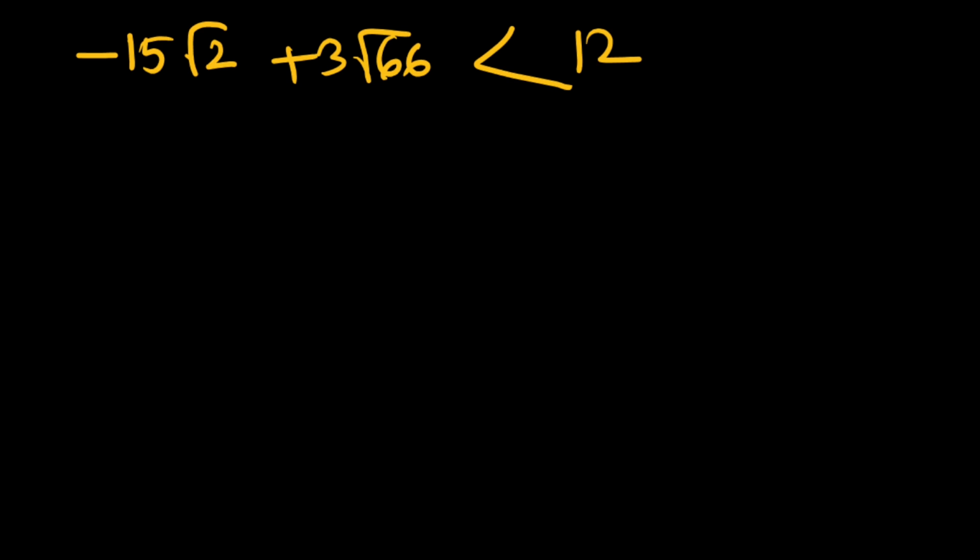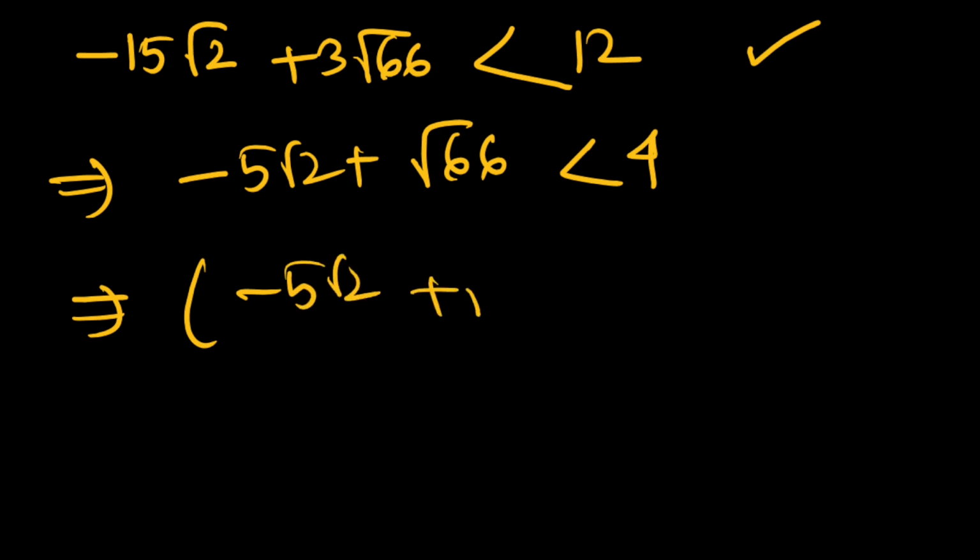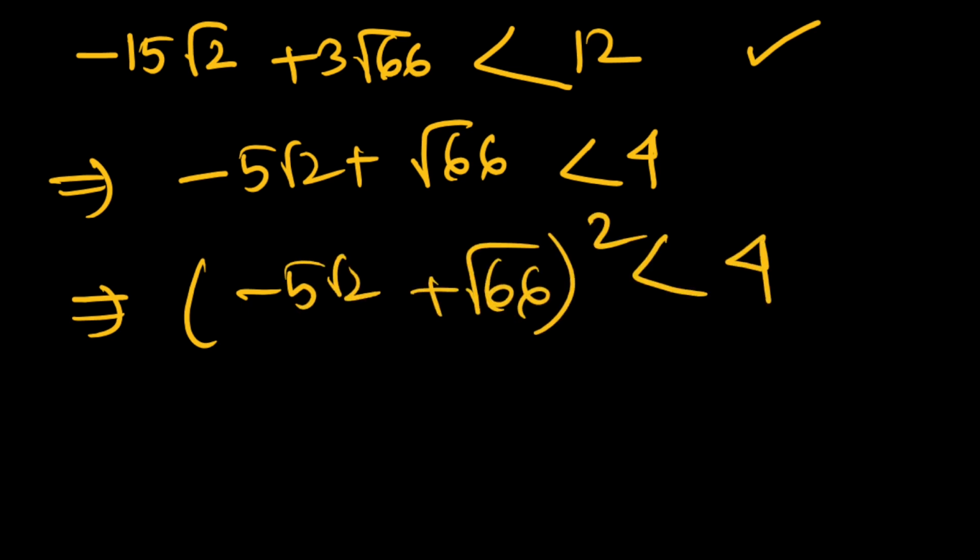Suppose we forcefully write that minus 15 root 2 plus 3 root 66 is strictly less than 12. Now we want to check whether this inequality is true or not. So now we divide by 3. So that is minus 5 root 2 plus root 66 less than 4. Now we square it. Actually we want to check whether this inequality is true or not. So we carry these equations forward and see what the problem is. Now we square both sides.